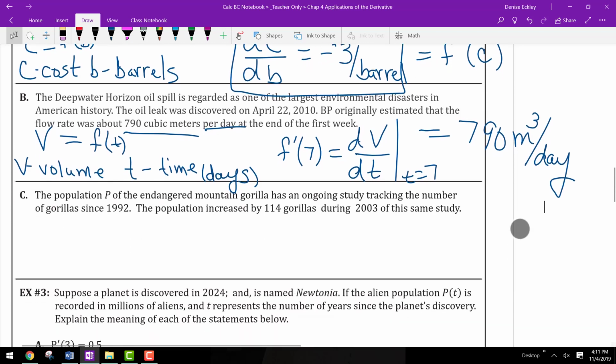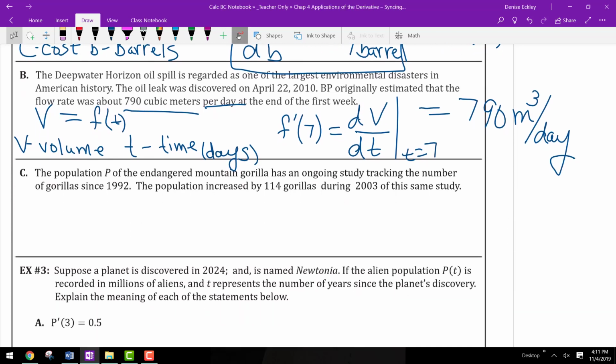Okay, next example. The population P of an endangered mountain gorilla has an ongoing study tracking the number of gorillas since 1992. The population increased, that makes it a positive derivative, by 114 gorillas during 2003 of the same study. So we're going to use P for population since they use population, and that's going to be our F of T. So P is population.